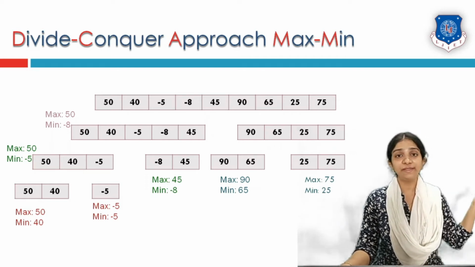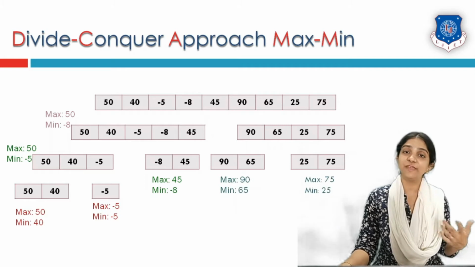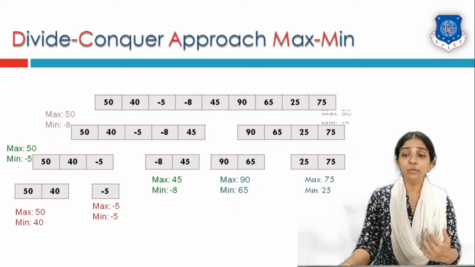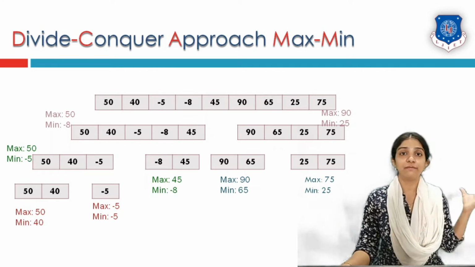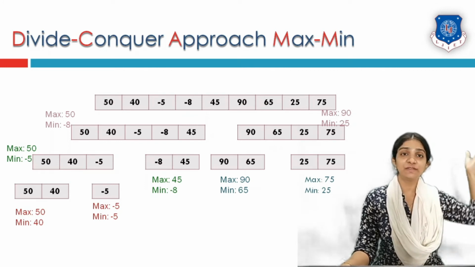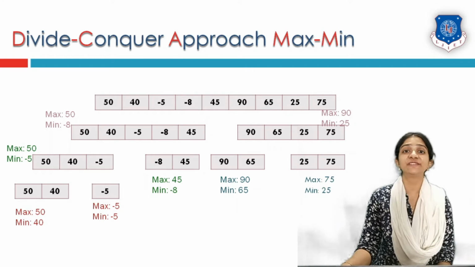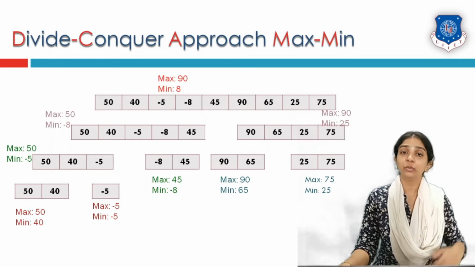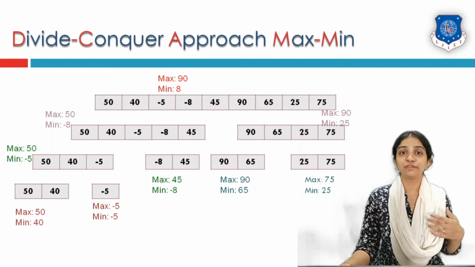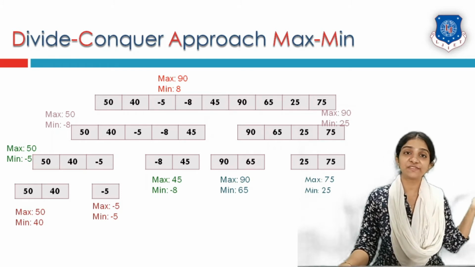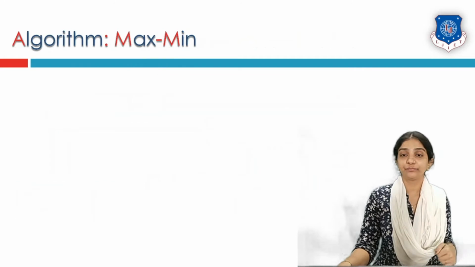We need to combine them in a proper or the same manner. So max will be 90 and min will be 25. Now to combine these two sublists to generate our original list, max will be now 90 and min will be now minus 8. So final values are 90 and minus 8 from a given list, max and min value.